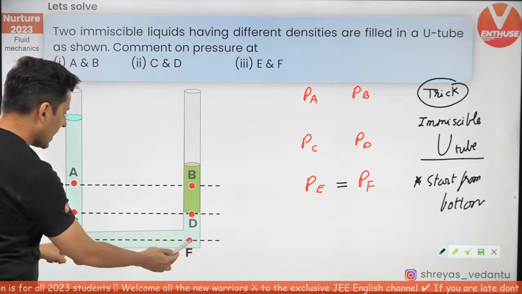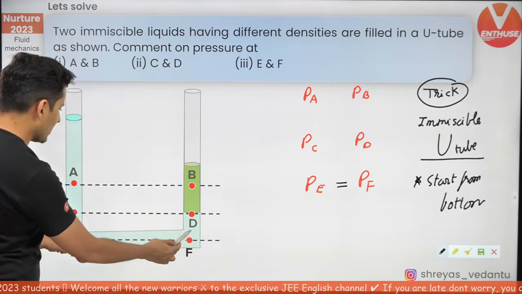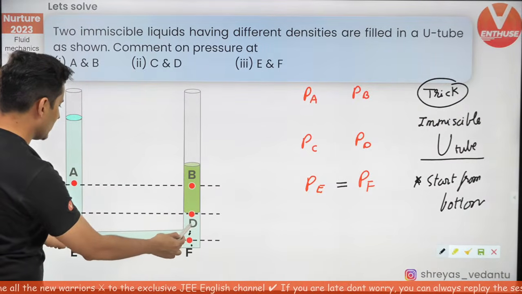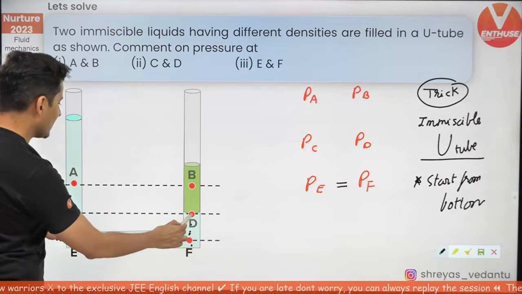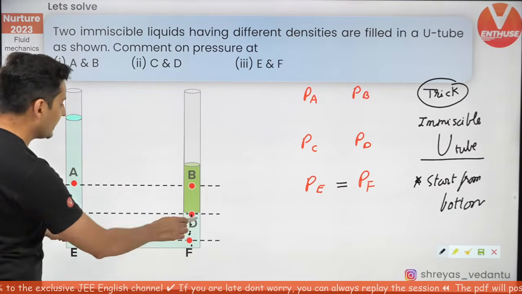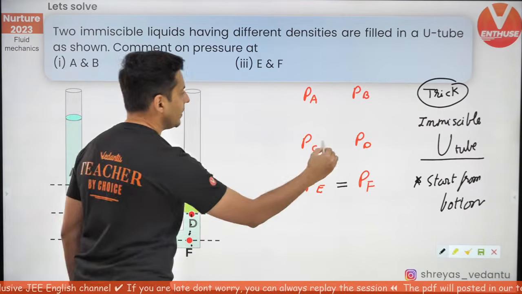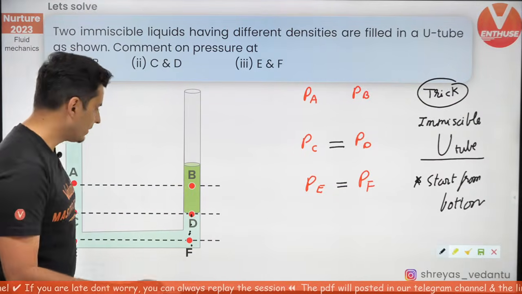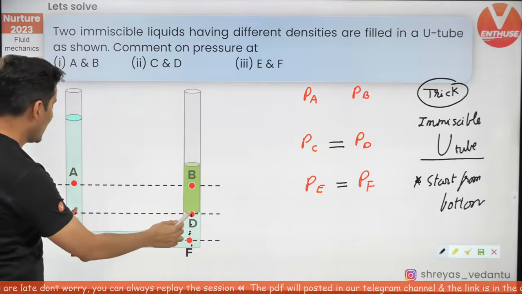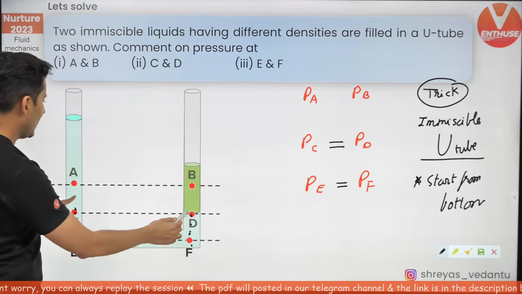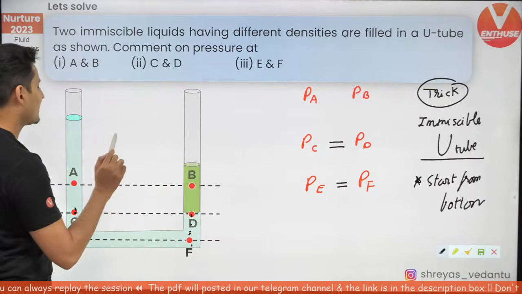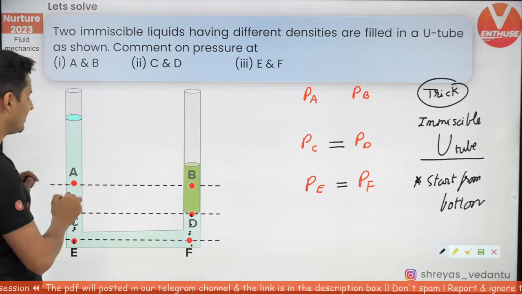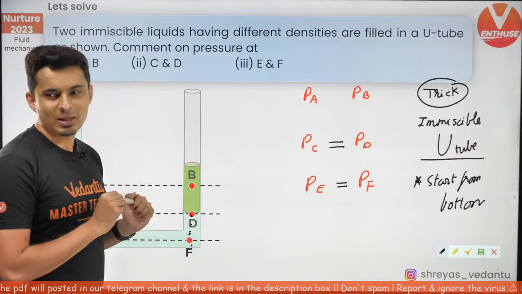As you go up in this liquid, this point same pressure, this point same pressure, this also same pressure. C and D, yes, we are technically still inside the light green liquid, so C and D should also have the same pressure. Got it, my warriors? Perfect. Now comes the problem. As soon as you go up over here, you are going into a different liquid. That is the problem, my warriors.